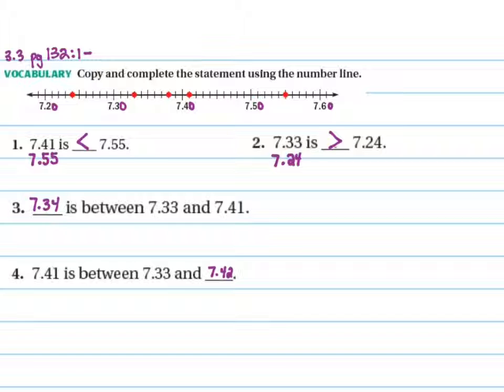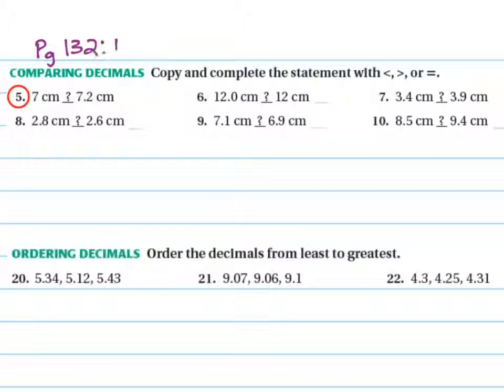Now let's move on to the next part of the assignment. Very first thing we're going to talk about, once again, it's page 132. The assignment is 1 to 26, 53 to 60. And we're going to kind of jump around a little bit today.